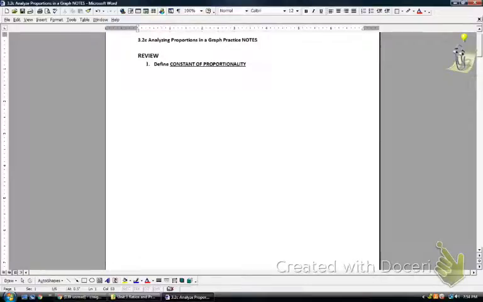Today we are going to learn how to analyze proportions in a graph, and hopefully you start seeing how graphs and tables are related. So before we do that, we are going to define the constant of proportionality. We've already defined this once. So if you've written it down and you have a definition that makes sense to you, you can go ahead and write it now. I'm going to write my definition and then you can copy it.